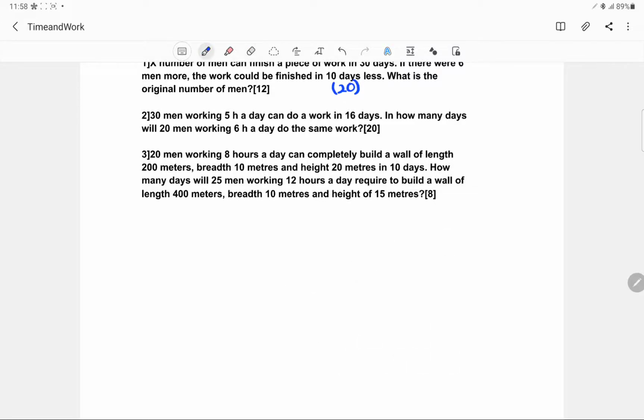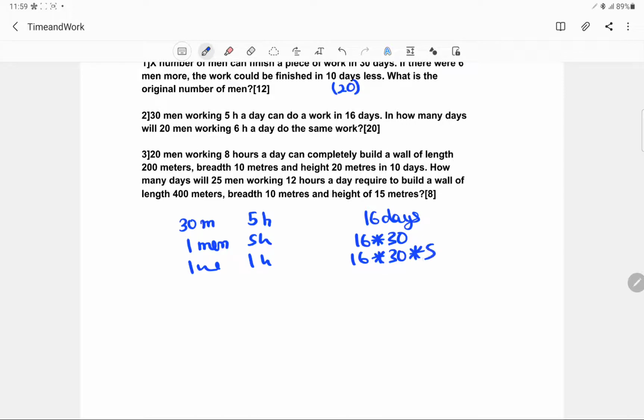So 30 men working 5 hours a day, multidimensional. Okay, in how many days? See, this is a very pure question. Okay, just do it quick. 30 men working 5 hours a day took 16 days. We are expected to calculate the number of days. So one man working 5 hours a day would obviously take more number of days, that is 16 into 30. So one man working 1 hour a day would take even more number of days. This is like 30 into 5.